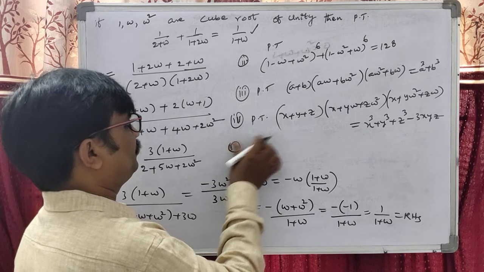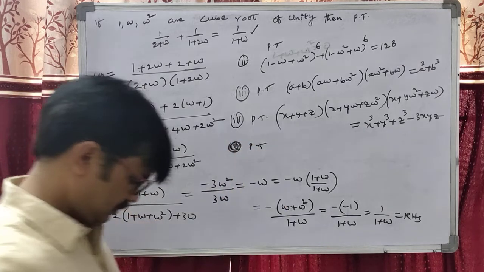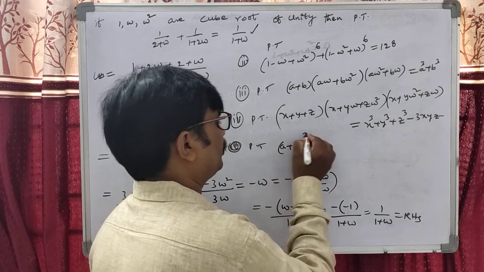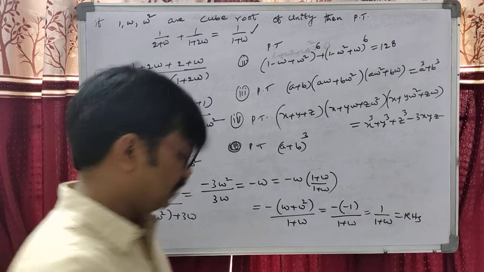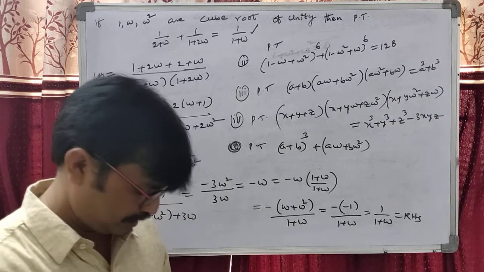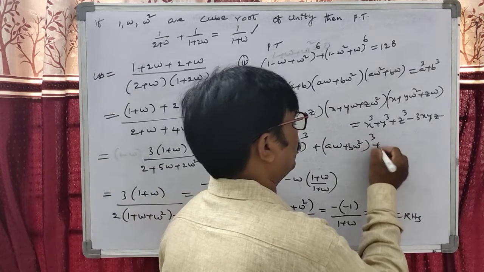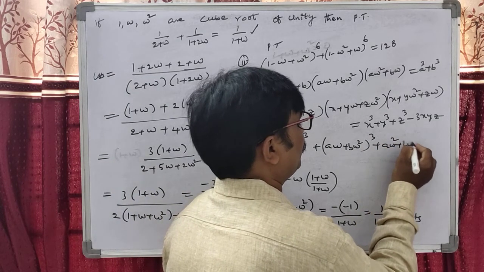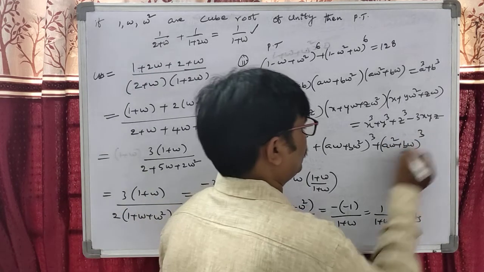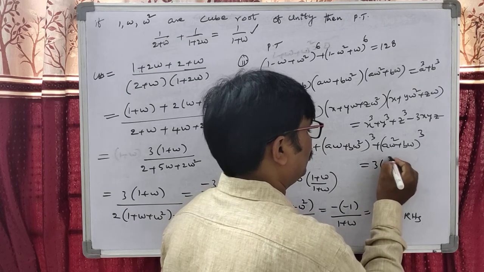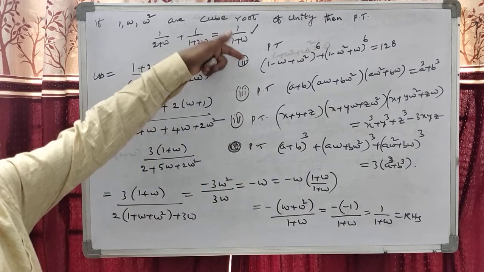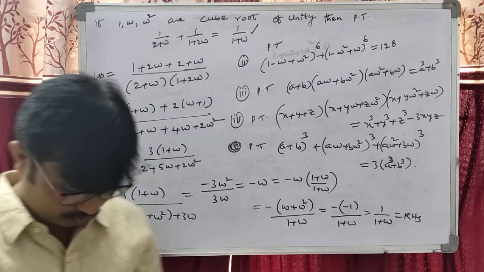After that, students, the fifth one is: prove that (a + b)³ + (aω + bω²)³ + (aω² + bω)³ = 3(a³ + b³). Okay students, all of you complete questions 1, 2, 3, 4.